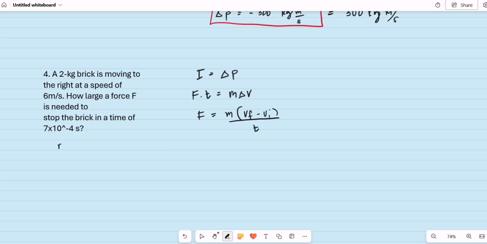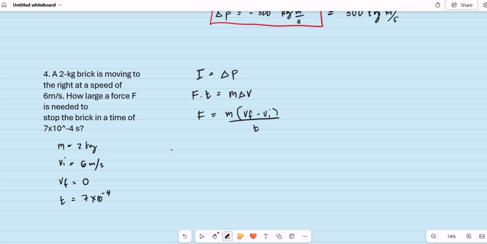Again, for the given, we have a mass equal to 2 kilograms. Our initial velocity is equal to 6 meters per second. Then the final velocity: the force is needed to stop the brick, so the final velocity should be equal to 0. And the given time is 7 times 10.